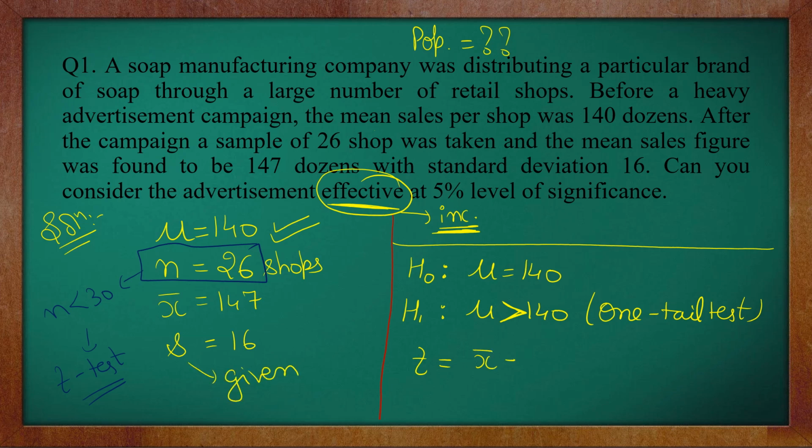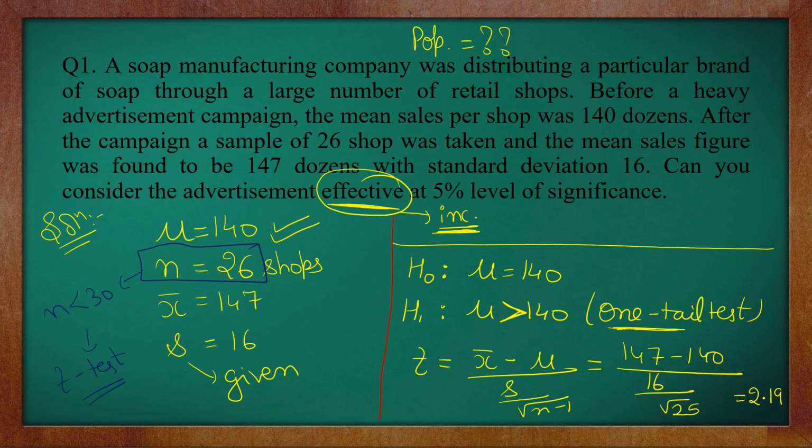So I will go for the formula with n minus 1. Apply this formula and put the values over here. What is x bar? Putting the value of x bar, this is 147 minus 140 divided by s and under root n minus 1, which is 25. So when you solve, the answer is 2.19. This is my calculated value, but I have to go for a one tail test at 5% level of significance.